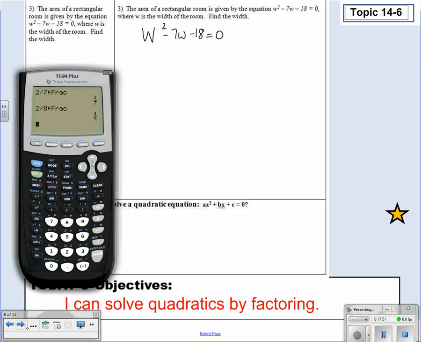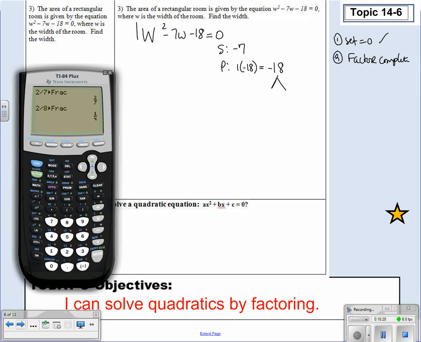So our first thing we do is make sure that the problem is set equal to 0. Yes, it is. Next, we have to make it look like a product, so we need to factor it completely. So to factor, we look at our sum and our product. Our sum in this case is negative 7. The product is going to be 1 times negative 18 because the number in front of w squared is a 1 if it's not shown. That's a negative 18. Now we need to come up with what are 2 numbers that will multiply to give you negative 18, but add to give you negative 7.